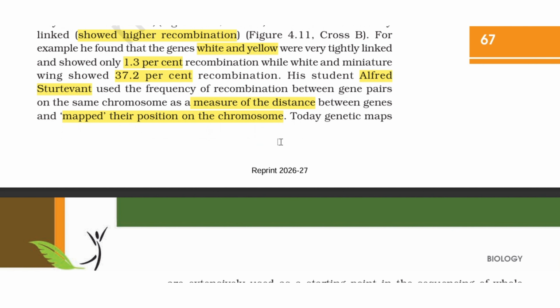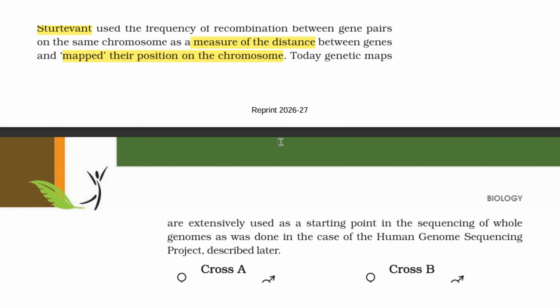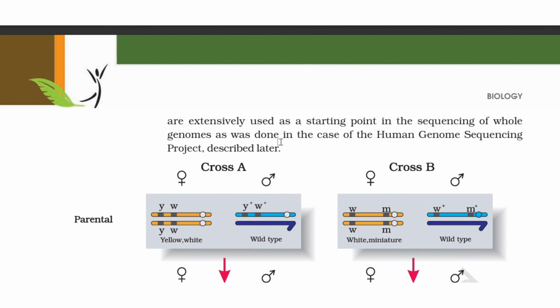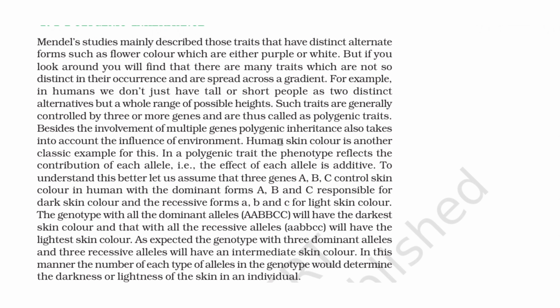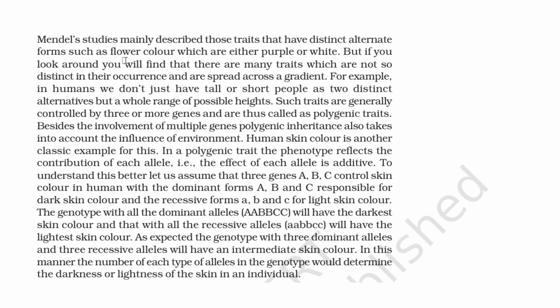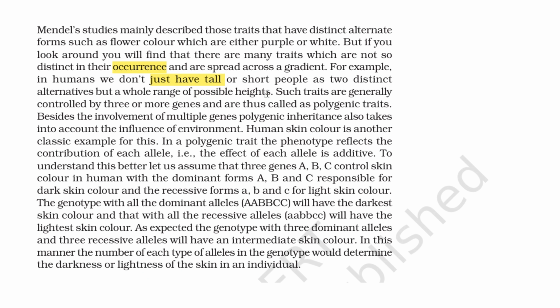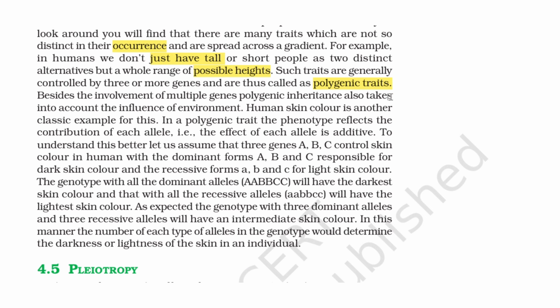Polygenic inheritance. Mendel's studies mainly described those traits that have distinct alternate forms, such as flower color, which is either purple or white. But if you look around, you will find that there are many traits which are not so distinct in their occurrence and are spread across a gradient. For example, in humans we don't just have tall or short people as two distinct alternatives, but a whole range of possible heights. Such traits are generally controlled by three or more genes and are thus called polygenic traits.